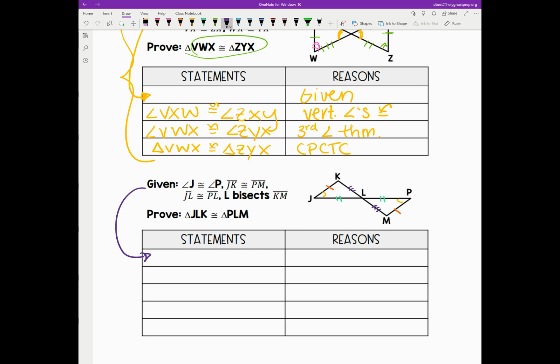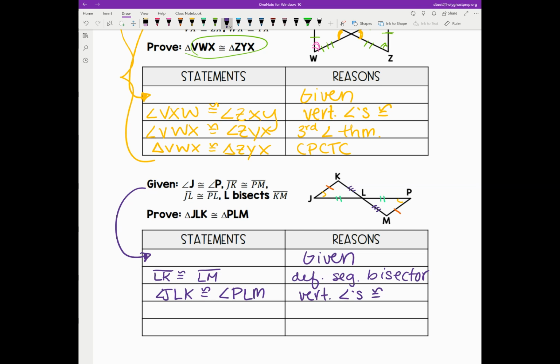So my first statement again would be everything that was given to me. Then I'm going to say LK congruent to LM, because that'll give me my congruent segments, and that's the definition of a segment bisector. I also know now that angle JLK is congruent to angle PLM because they are vertical angles.